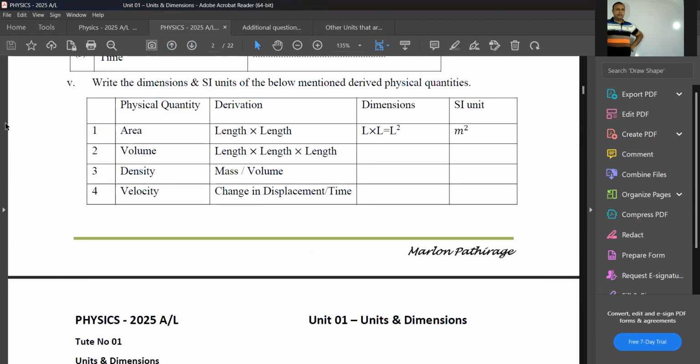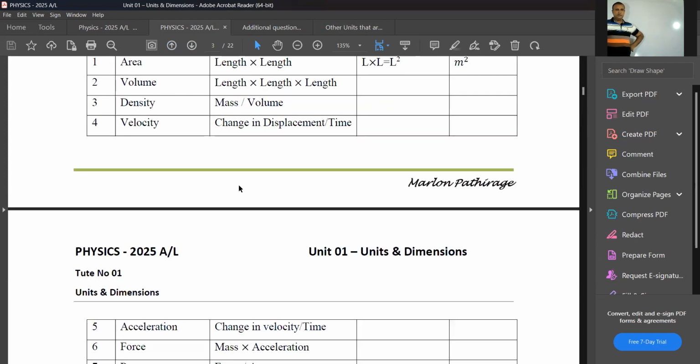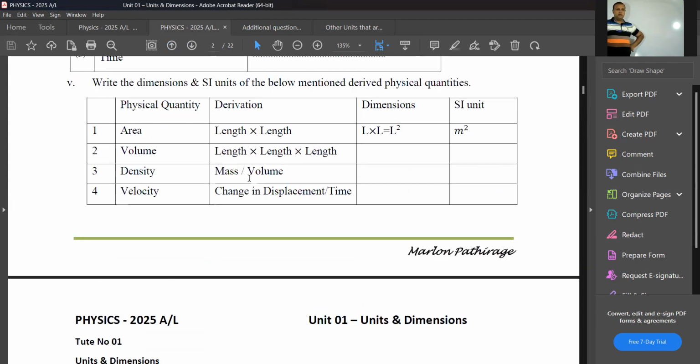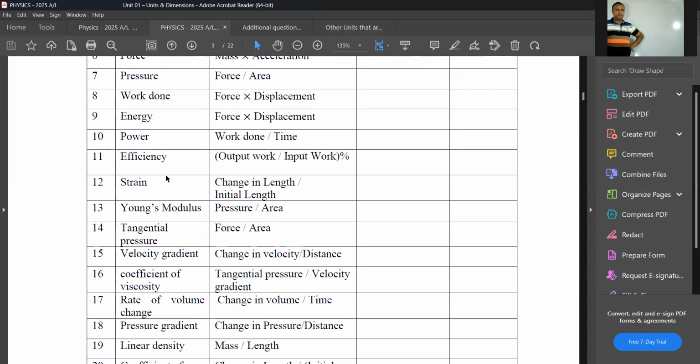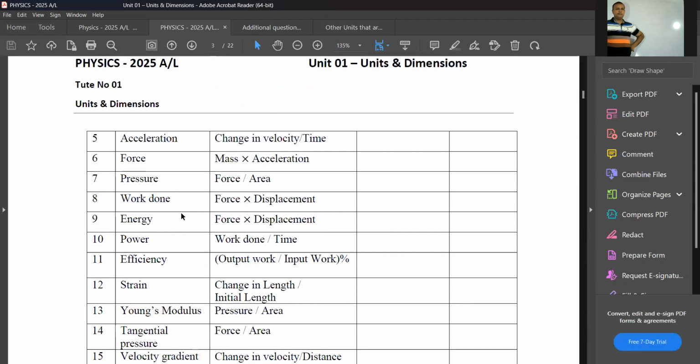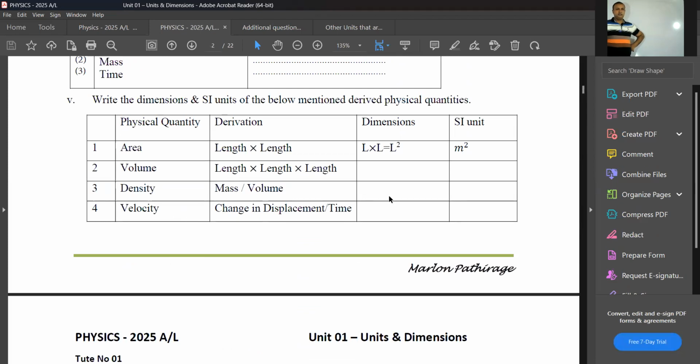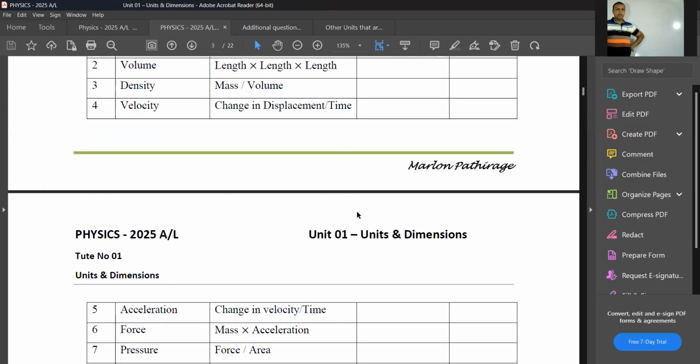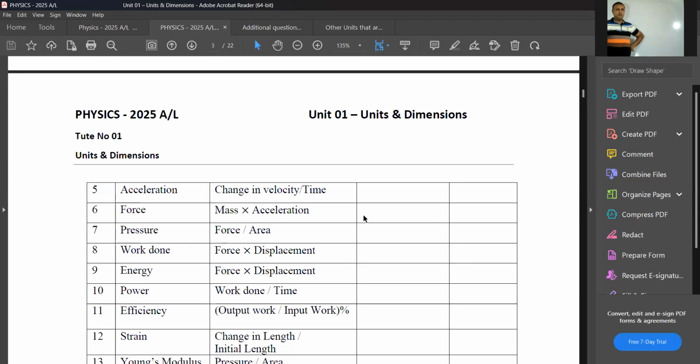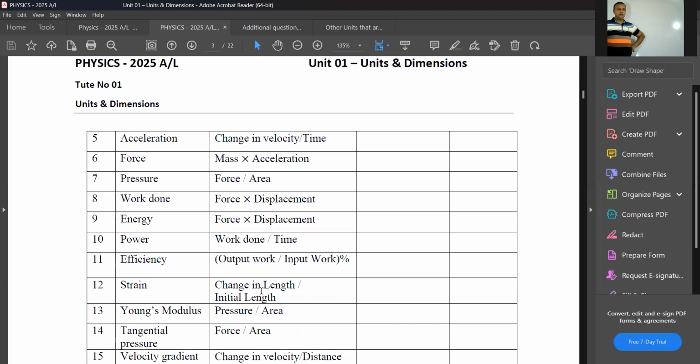You should do this. You should fill this table again. Okay, I think it is better, because then you can remember some special physical quantities. You have to remember these relationships. Not all of them, but some very famous physical quantities, especially force, power, work done, energy, efficiency. You might know about these things.